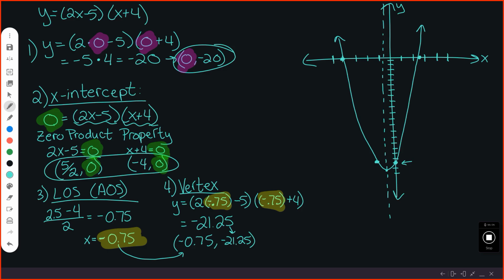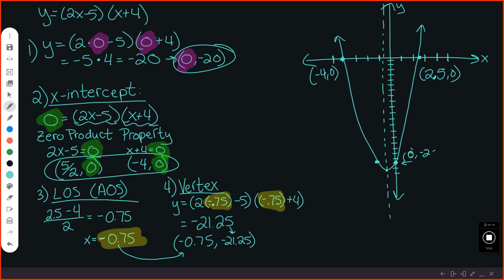And then the last thing we should always do is label our points. 2.5, 0. Negative 4, 0. 0, negative 20. I don't know how that turned out to be negative. Wow, what is happening there? Hold on, I'll just erase it. I'll try to erase it. What is happening? Okay.